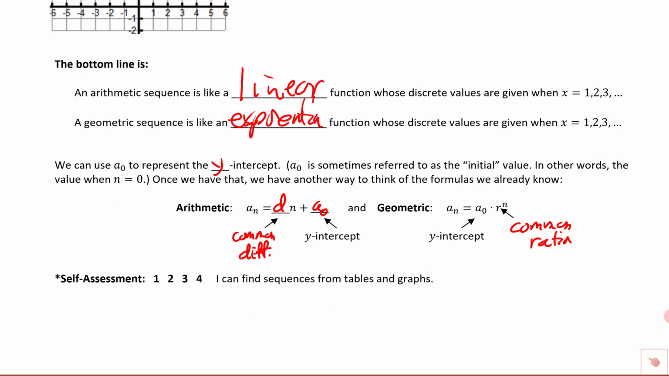Hopefully that gives you a good overview of what we've been talking about with arithmetic and geometric sequences, and that there is this graphical interpretation using a table or a graph. And hopefully you're in good shape. So good luck on the assignment.